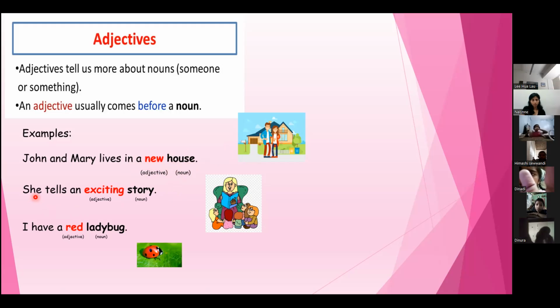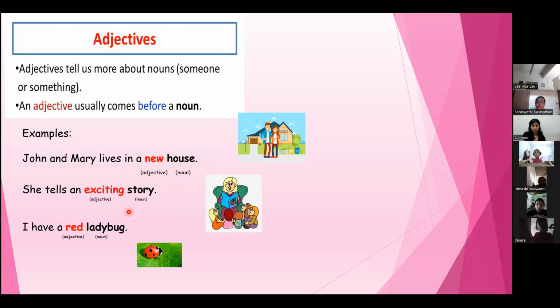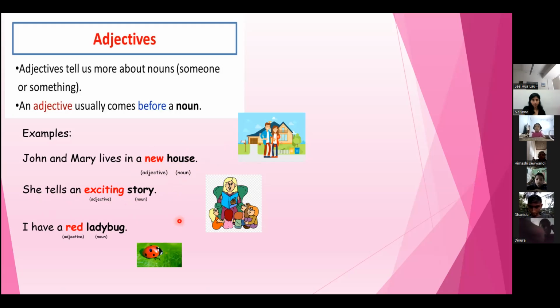All right. Next sentence. She tells an exciting story. Very good. So can any one of you tell me which one is the adjective, which one is the noun? Exciting. Very good. So what is the noun? Story. Wonderful. So if I ask you, what kind of story did she tell you? What would your answer be? Exciting story. Yes. So you see, it helps you to understand this particular word story better.